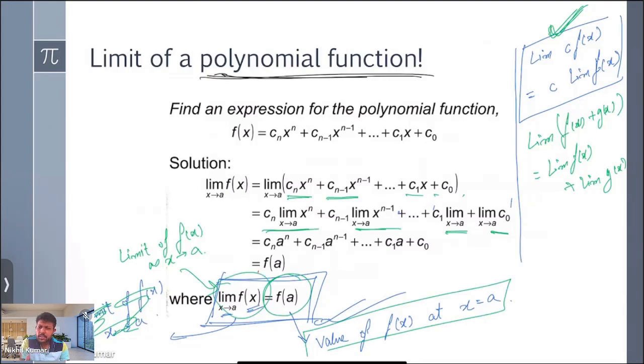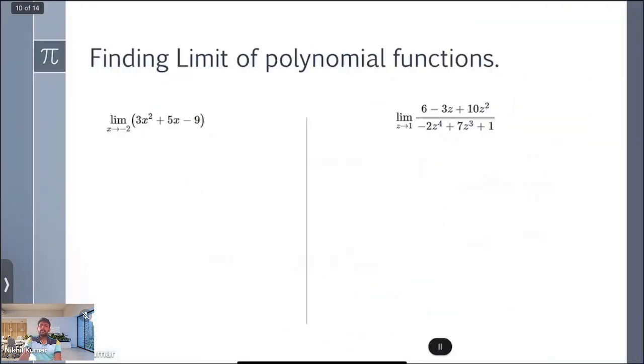Okay, with this understanding, let's quickly solve a few questions on polynomial limits. Now we know that directly substituting this value will give me the answer. Okay, we have been seeing this for quite a while, but now we know why this works. So limit of this is actually 3 times minus 2 whole square plus 5 times minus 2 minus 9. You figure out the answer to this.